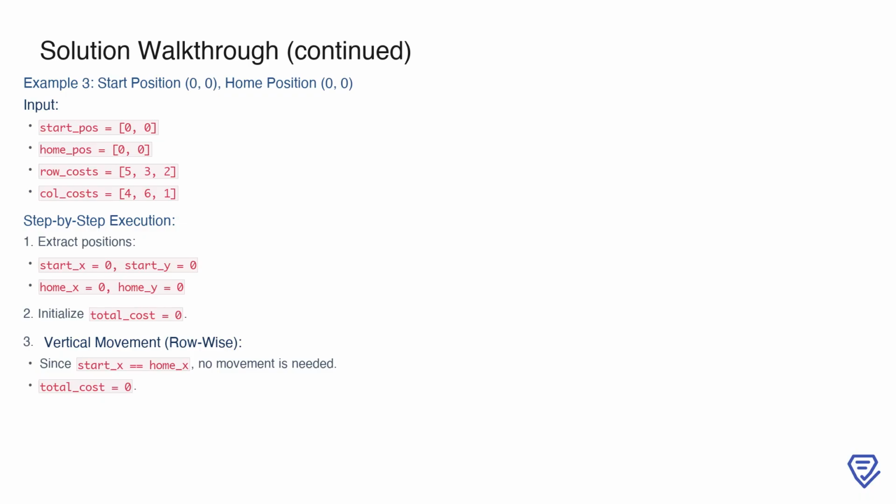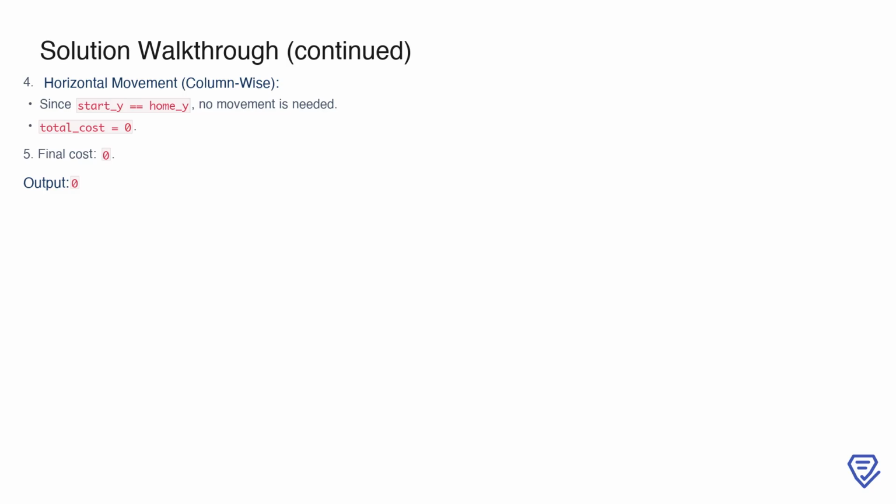For vertical movement, as the starting row is the same as the home row, no movement is needed, so the total cost remains 0. For horizontal movement, since the starting column is the same as the home column, no movement is required here either. The total cost remains 0, as no additional costs are incurred. With no movement in both directions, the final cost for this example is 0.